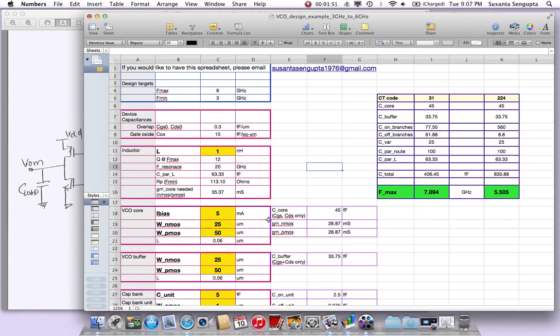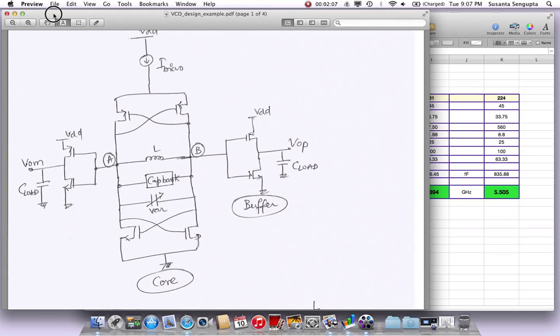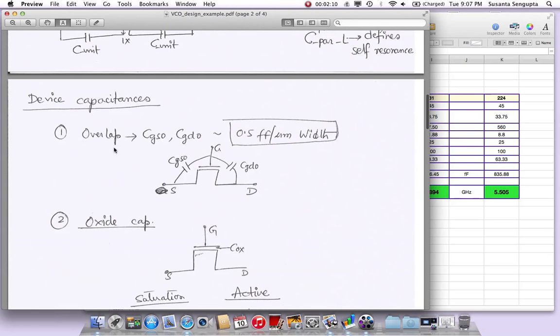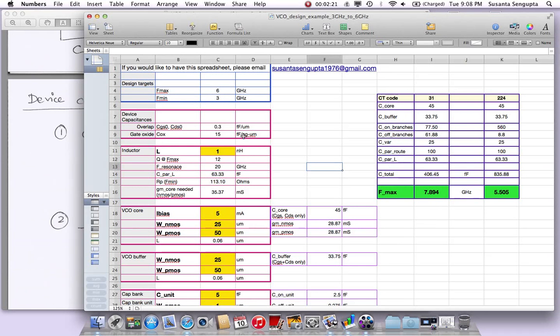That tells me that this process of doing an initial design worked out, which in this case it did, and it has actually worked out a few times for me, in different technologies. But this specific example is just for the 65 nanometer, but the same thing could be applied to other technologies also. So if I come back to the device capacitances, as I mentioned, I made a mistake of writing 0.5 here. It's actually 0.3 femtofarad per micron that I used in this calculation.